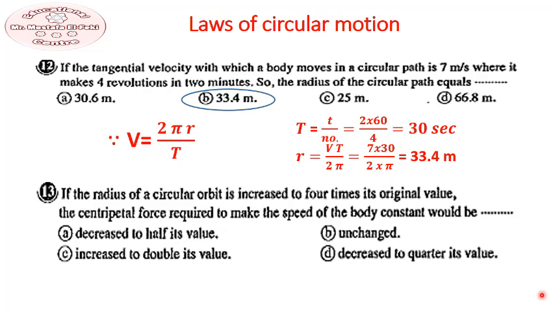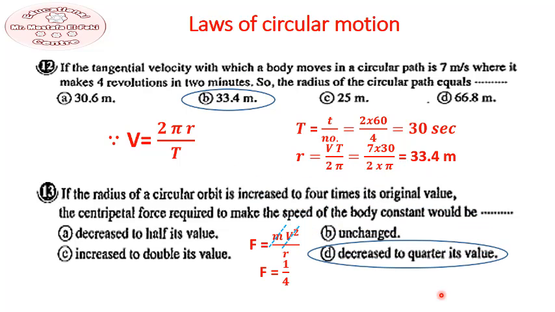If the radius of the circular orbit increases 4 times its original value, the centripetal force required to make the speed of the body constant would be? Since centripetal force equals mv squared divided by r, and the mass of the body is constant, and this force is required to make the body speed constant, then remove m and remove v squared, then force equals 1 over 4. This means that the force decreased to a quarter of its value.